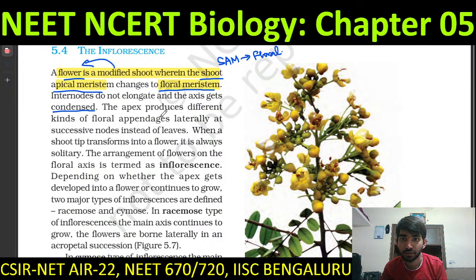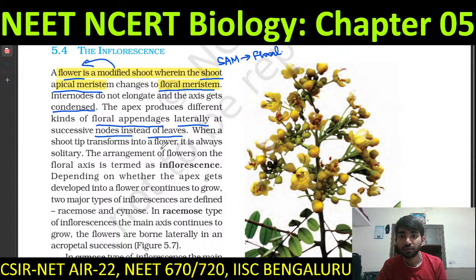The apex produces different kinds of floral appendages laterally at successive nodes instead of leaves. So here, instead of leaves, which are generally seen in the case of stem, you will see some modified organs because now the SAM is converted to floral meristem. So the floral meristem will have a different kind of identity and it will give rise to different kinds of whorls like calyx, corolla, androecium and gynoecium. These will all be important for the sexual reproduction of the plant.